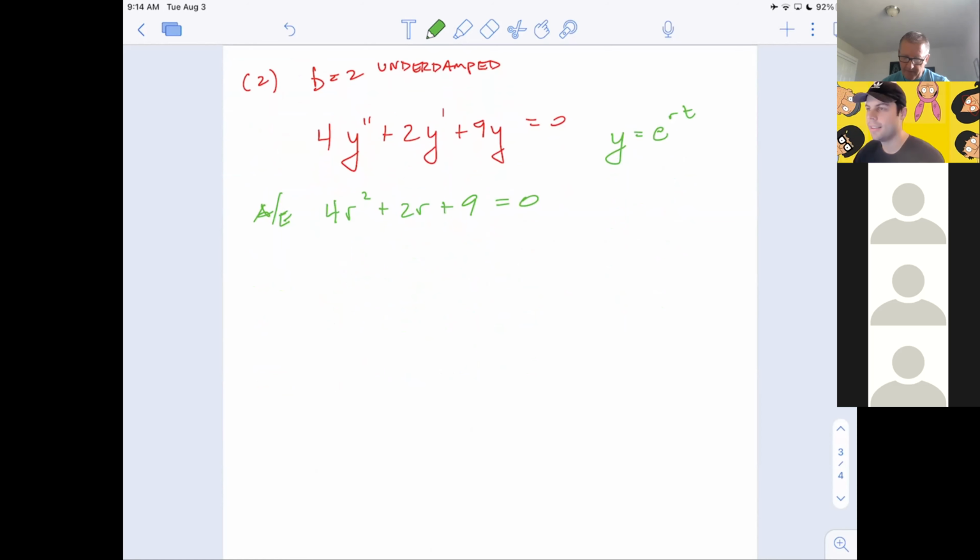Again, I'm not going to give you a ton of time here because I want to make sure we get done, but do we get real numbered answers or complex answers? Complex. You get a negative under the square root sign. B squared minus 4ac is a negative number. So you end up with r being, and I'm just going to round this off in the interest of time, about negative 0.25 plus or minus 1.48i.